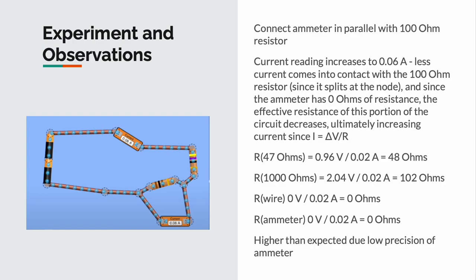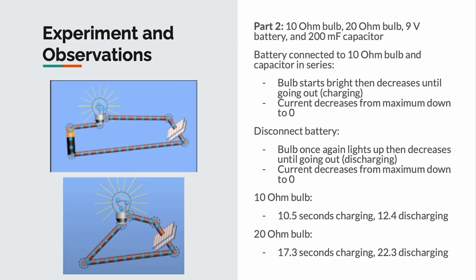The resistance of the 47 ohm resistor was found to be 48 ohms, and the resistance of the 100 ohm resistor was 102 ohms. The resistance of the wire was 0 ohms, and the resistance of the ammeter was 0 ohms. This is higher than expected due to low precision of the ammeter.